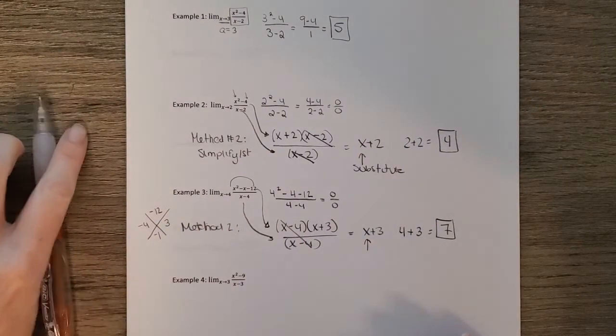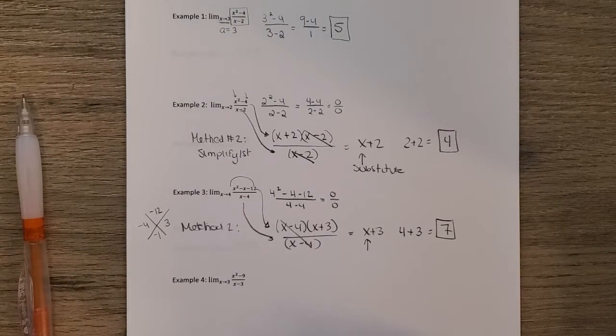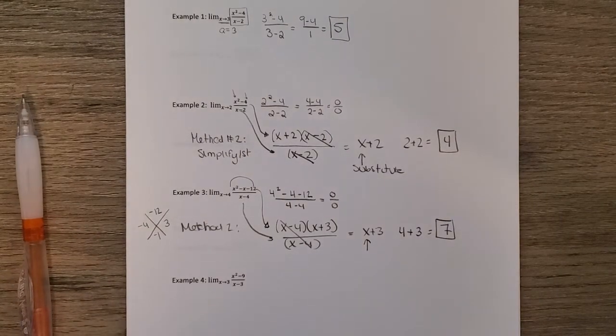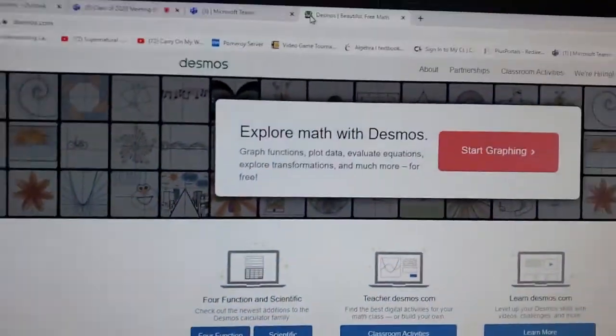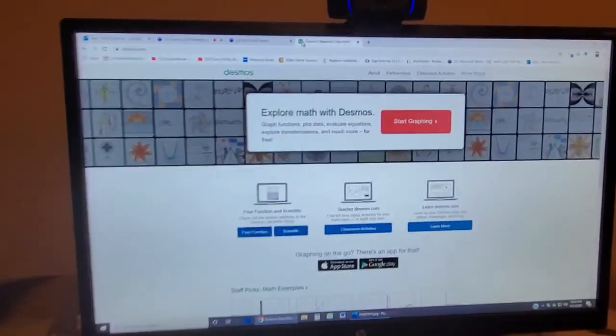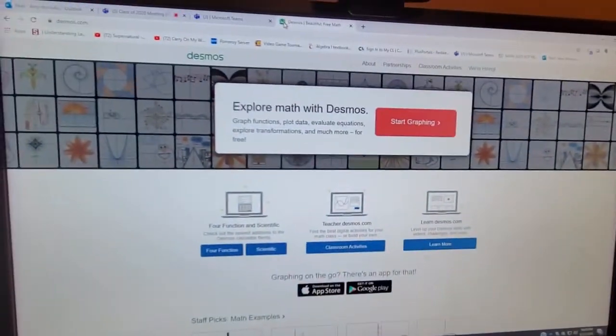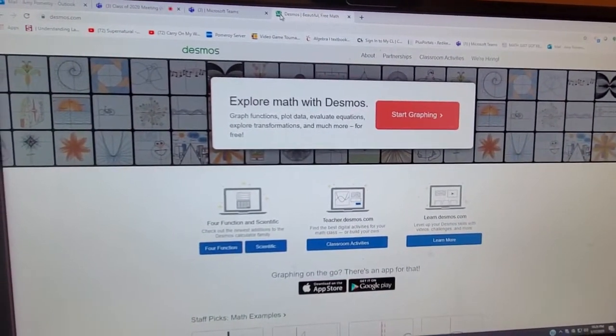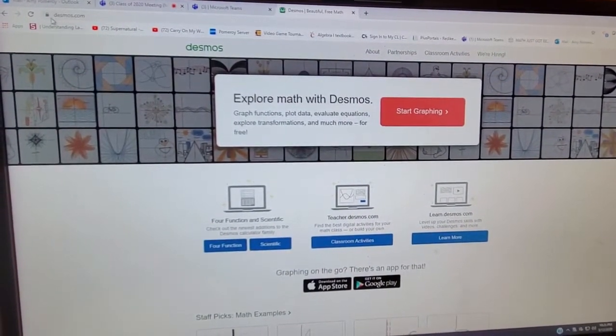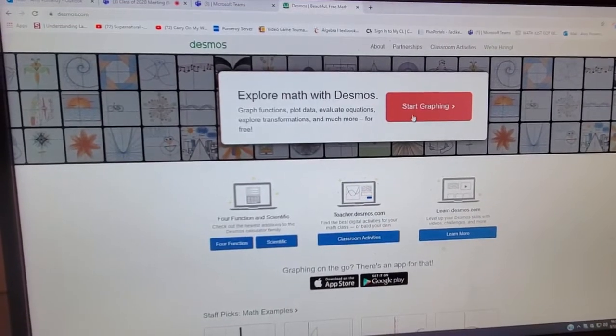So when we're talking about limits, and we've learned about limits by graphing already, I would suggest when you're doing your work, and it's up to you, if you want to check your answers, to go onto this website. It's called Desmos.com. It's a free online graphing calculator. So you put in Desmos, DESMOS.com. You can see that in my browser. And then when you get here, you're going to hit Start Graphing.